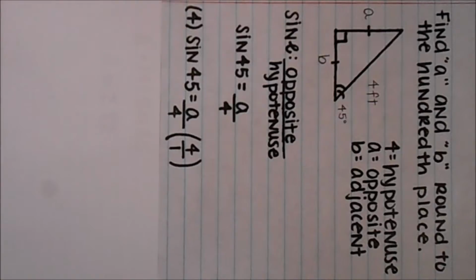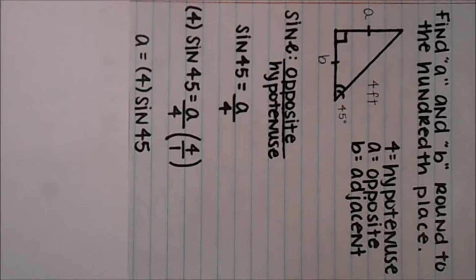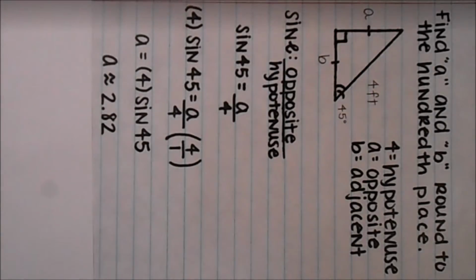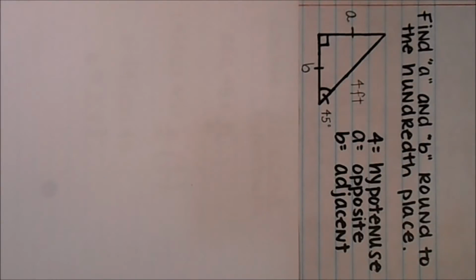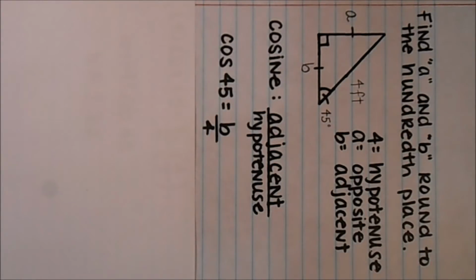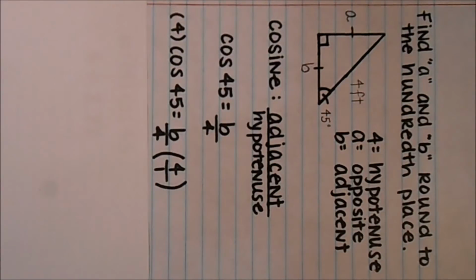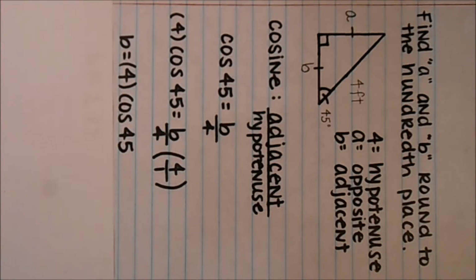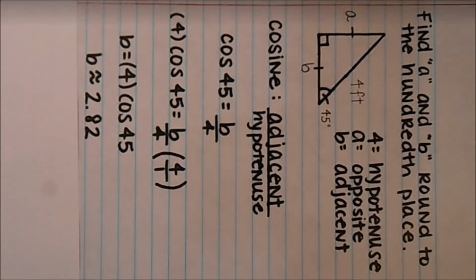Then we will multiply 4 on both sides to get A by itself, resulting with A equals 4 times sine of 45, which simplifies A to 2.82. Now we will use cosine to find leg B. Cosine's formula is adjacent over hypotenuse. Since B is adjacent to the angle being used, it will go on top, and 4 will be on bottom because it's the hypotenuse, resulting with cosine of 45 equals B over 4. Second, we will multiply 4 on both sides to get B by itself, and we will get B equals 4 times cosine of 45. Then we will simplify that to get B is about 2.82.